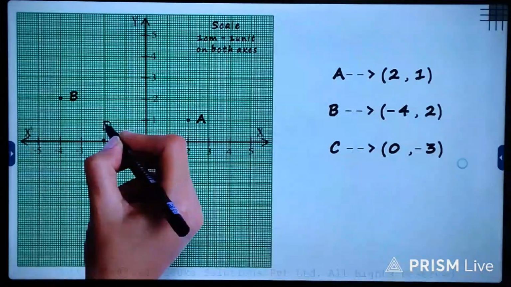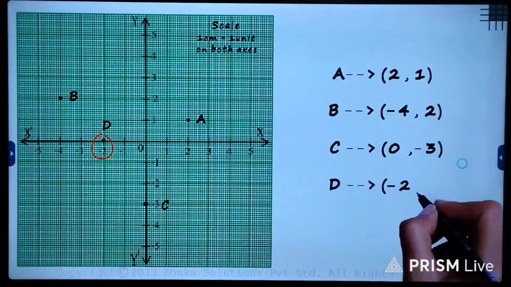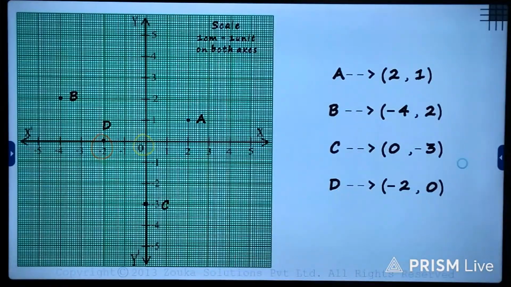Here's the last point, point D. Its x coordinate is minus 2 and its y coordinate is 0. So the coordinates of point D are (minus 2, 0). If you noticed, all points on the y-axis will have their x-coordinate equal to 0. And all points on the x-axis will have their y-coordinate equal to 0.